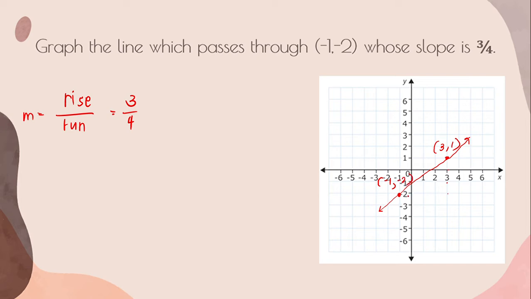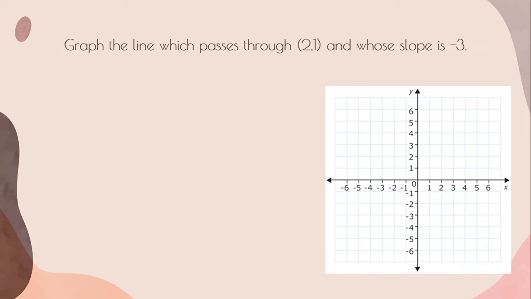Again, this is the run, which is 4: 1, 2, 3, 4. That is run, which is equal to 4. And your rise: 1, 2, 3. That would be your rise, equal to +3. So again, this is how the graph looks like. And then let's have another one.